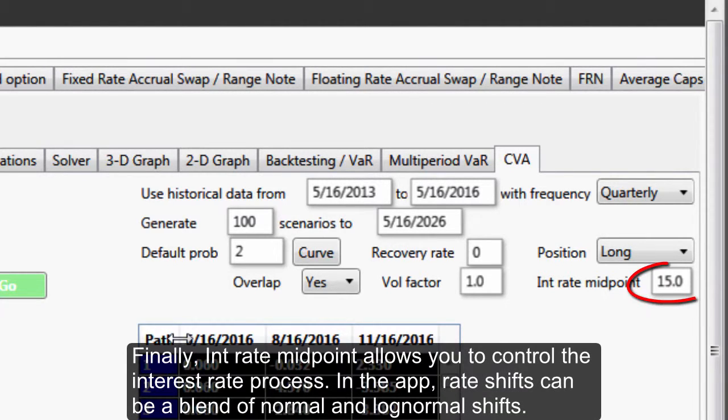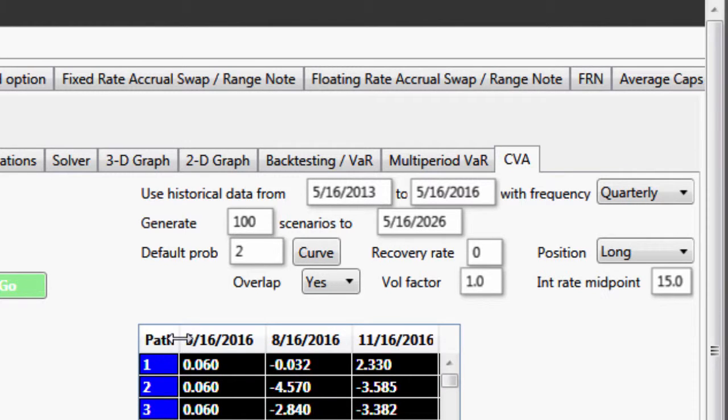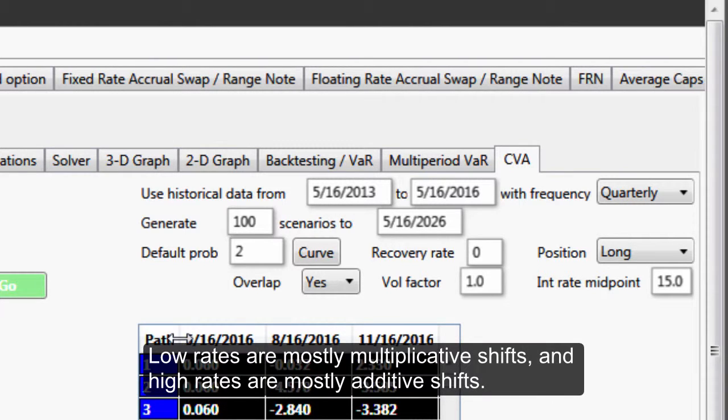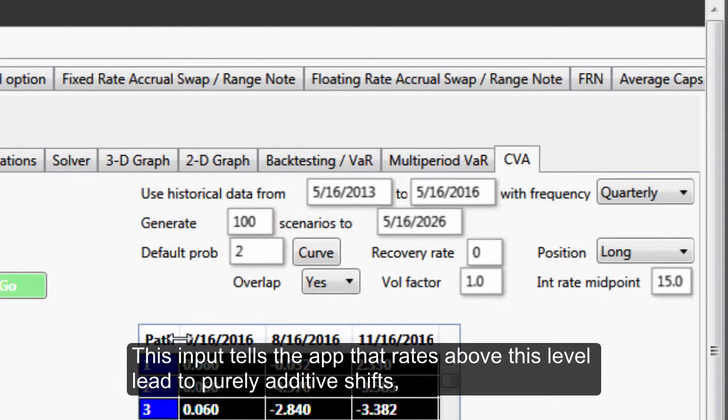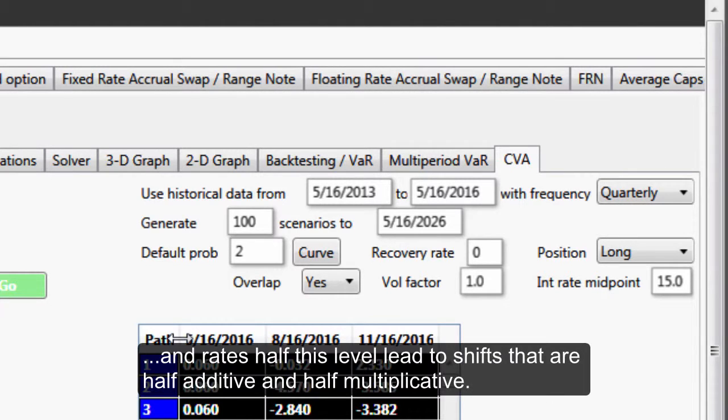Finally, Interrate Midpoint allows you to control the interest rate process. In the app, interest rate shifts can be a blend of normal and log normal shifts. Low rates are mostly multiplicative shifts, and high rates are mostly additive shifts. This mostly keeps rates from going negative or becoming too high. This input tells the app that rates above this level lead to purely additive shifts, and rates half this level lead to shifts that are half additive and half multiplicative.